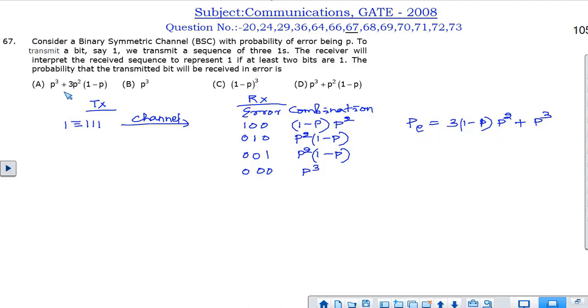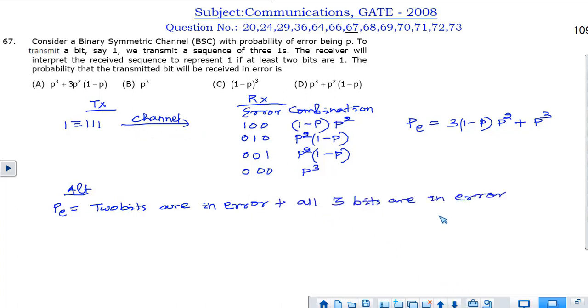If we check the options, option A is matching. Alternatively, we can also find the probability of error by using the combination formula. The probability of error will have 2 factors. The first is when 2 bits get toggled, that is, 2 bits are in error position, and the other is when all the 3 bits get toggled during the transmission, that is, all the 3 bits are in error position.